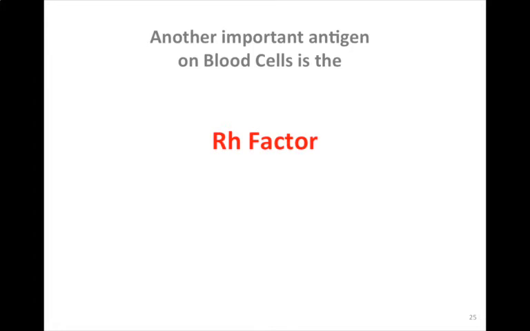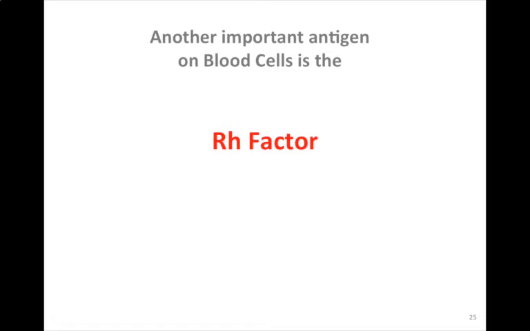So now we're going to talk about the Rh factor, which also happens to be another antigen on red blood cells, and very, very important, especially when we're talking about blood donations and tissue grafts. So it's called the Rh factor because it was originally found in the rhesus monkeys. And this is the factor that is sometimes called the positive negative on your blood.